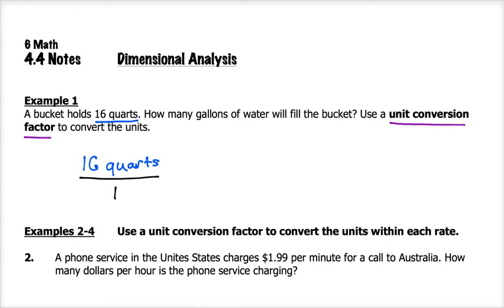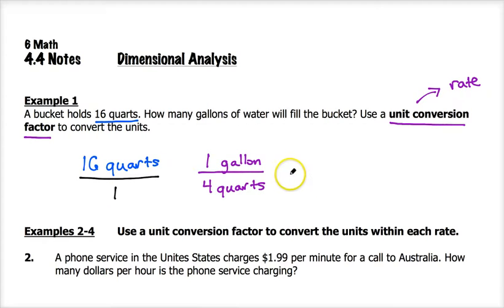From there, I'm going to take a unit conversion factor. A unit conversion factor is just a rate. Okay, it's a rate that allows me to go from quarts to gallons. And so we know that there are 4 quarts in 1 gallon, or you should know that. So the way I'm going to write this is I'm going to write it as 1 gallon per every 4 quarts, or 1 gallon to 4 quarts. This is my rate, or my unit conversion factor.